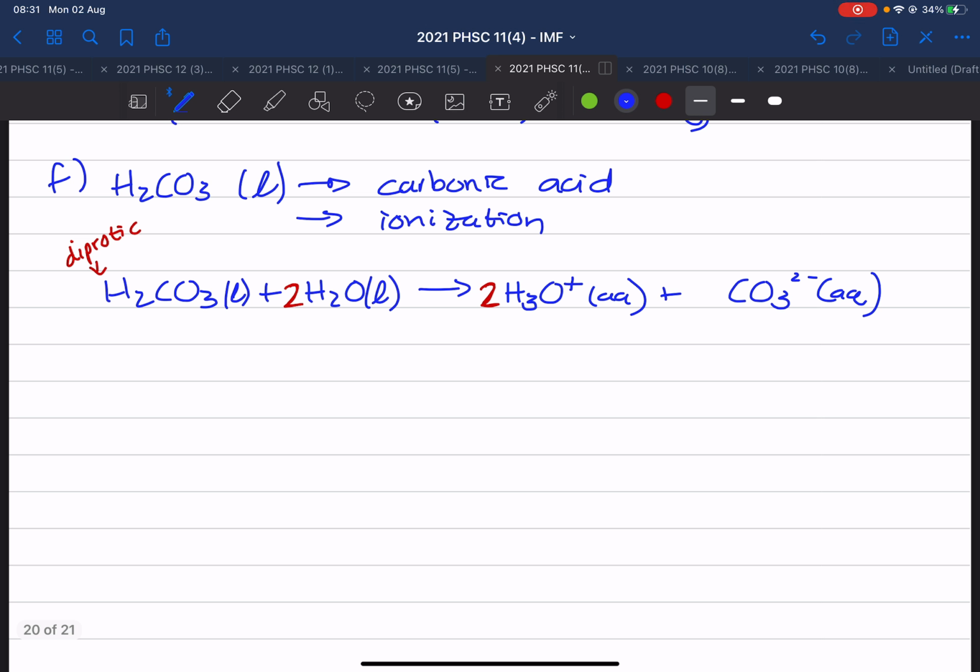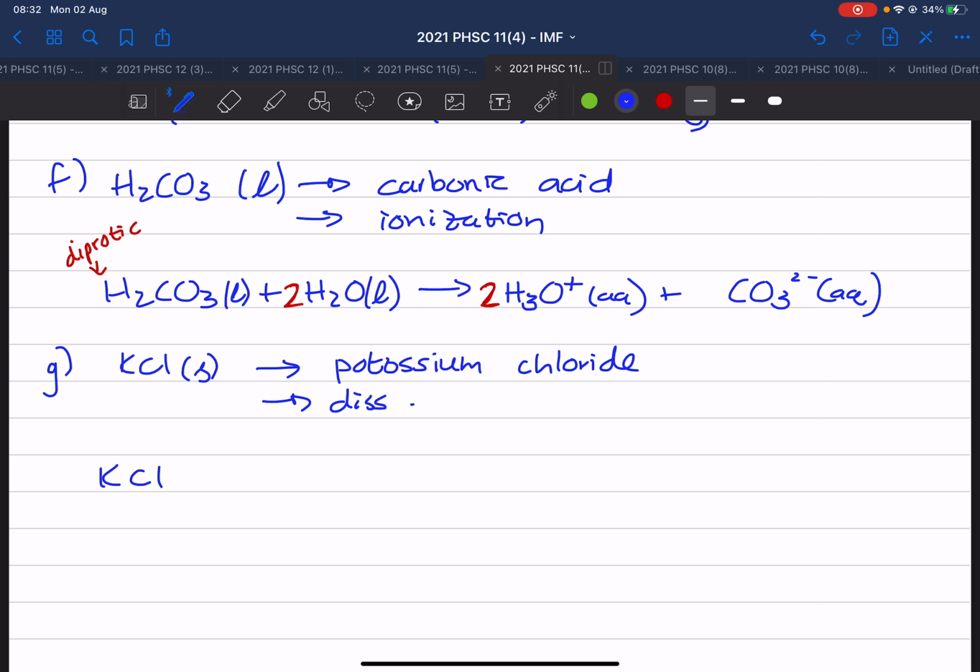Right, then the next one there is question G. We have potassium chloride, solid. It is a solid, it is a salt, it's a metal bonded to a non-metal, so it means it will dissociate. The name there is potassium chloride. In the presence of water, it will dissociate, it will split up into the two ions. So you have potassium ion aqueous. Aqueous means surrounded by water. And you have your chloride ion aqueous.